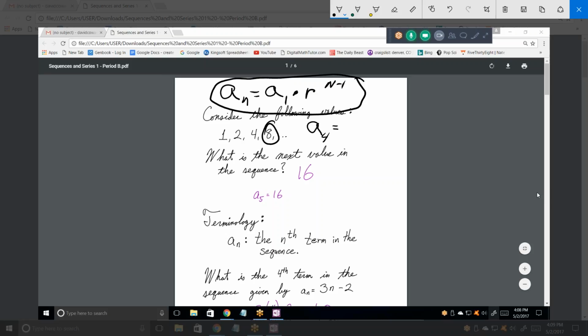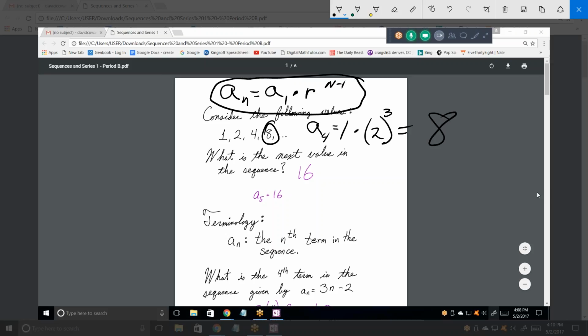It's going to be equal to 1 times 2? Yep, 2 is the common ratio. You get the common ratio by dividing any term by the previous term. That gives you R. So 1 times 2 to the third equals 8. Yep, so we got it right.